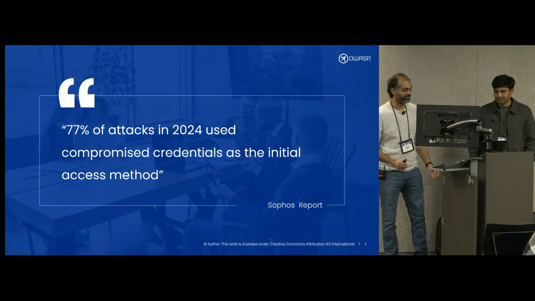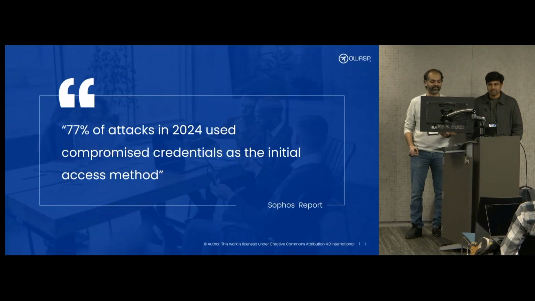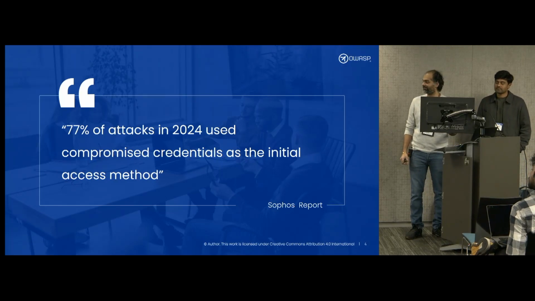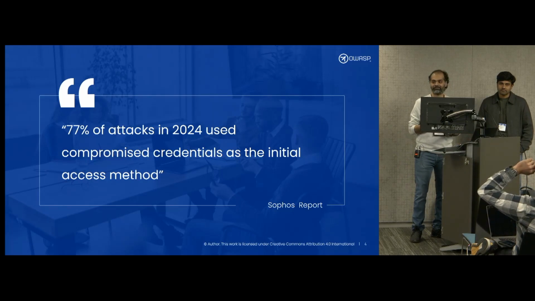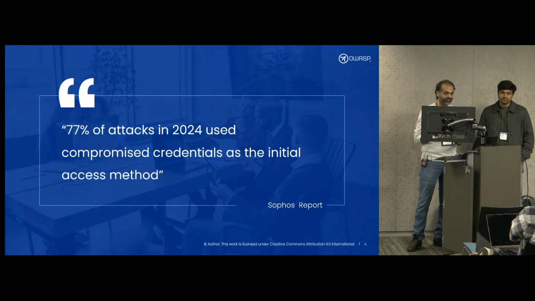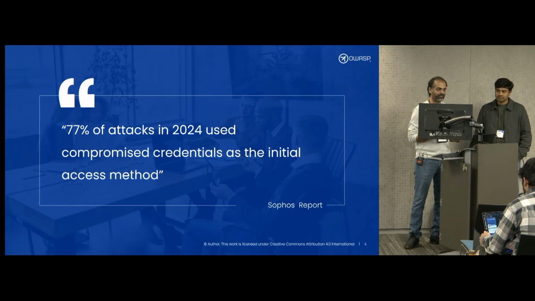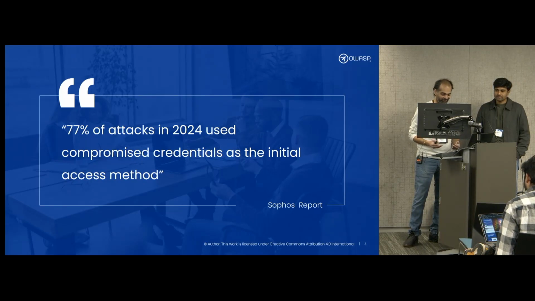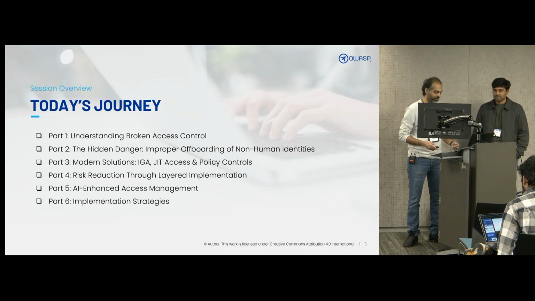So for this session, we said, okay, what would be a nice stat to go with? A report from Sophos said that about 77% of attacks that happened in 2024 alone used compromised credentials as the initial method of access. And the staggering fact is that 63% of the organizations acknowledge that one of their highly sensitive access points is not properly secured. And OWASP itself, in its readings, states that about 94% of applications were tested for some form of broken access control. So with that, we segue into our agenda.